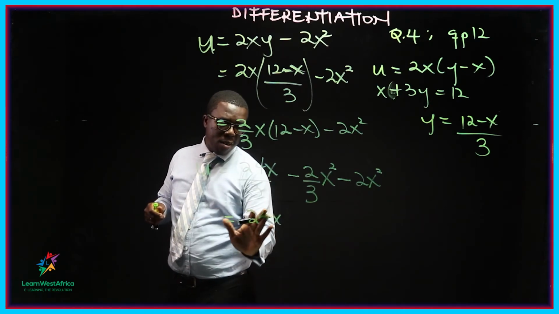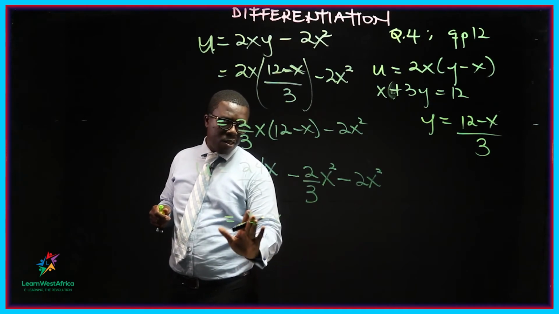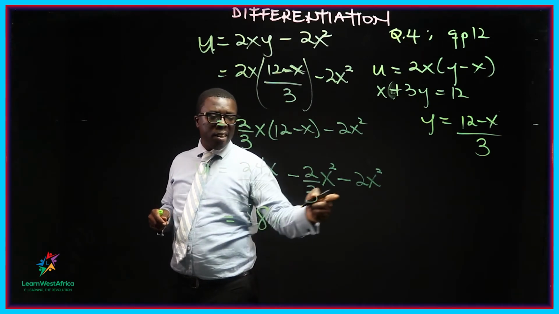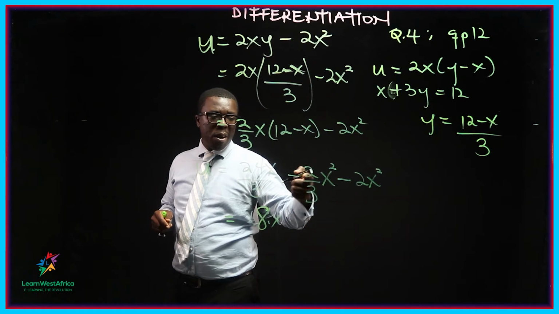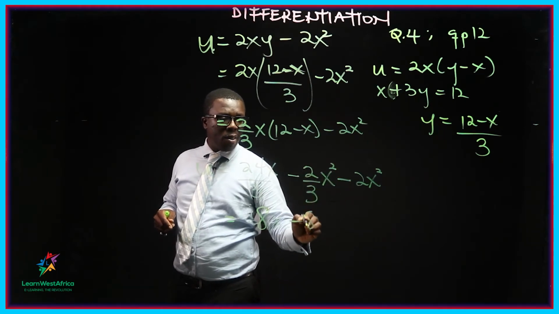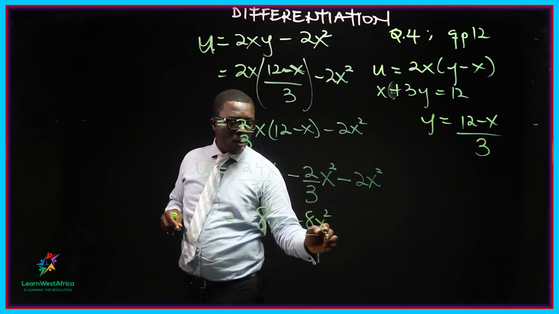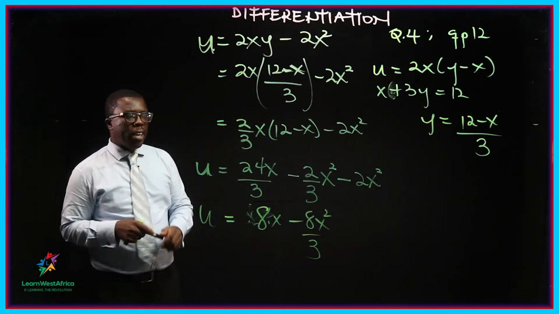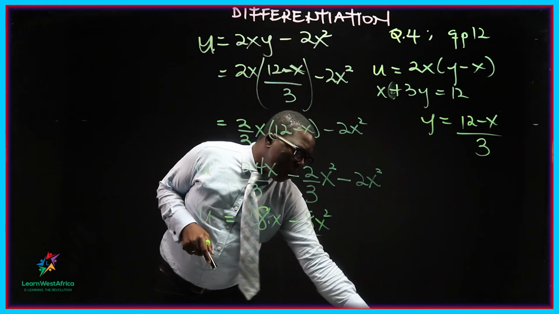So let's just try and reduce the calculations. So this is going to give you 8x. Then 3 times that is 6. Minus 2 minus 6 is minus 8. So minus 8x squared all over 3. So this is u. Okay? So a bit of algebra there we've worked out.